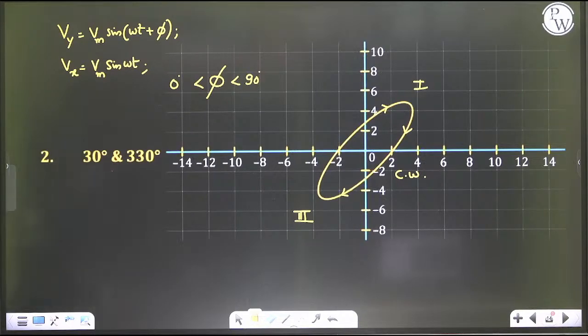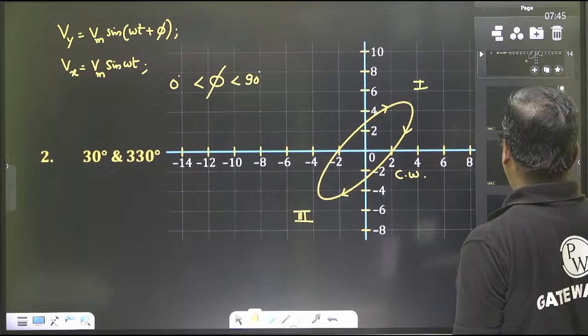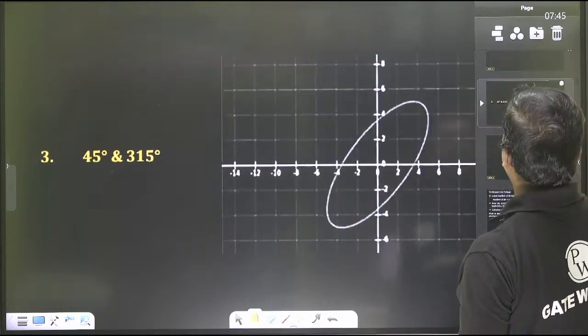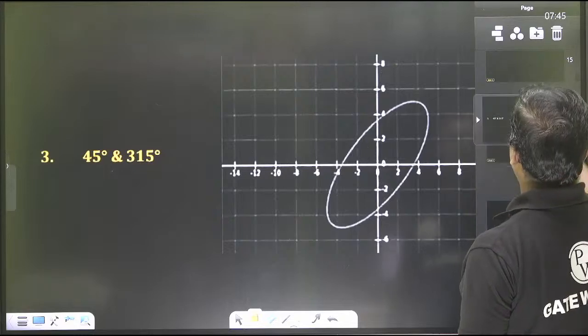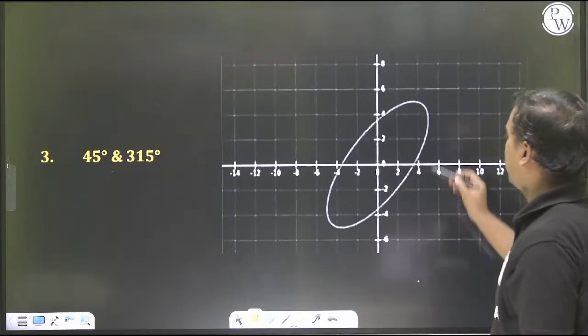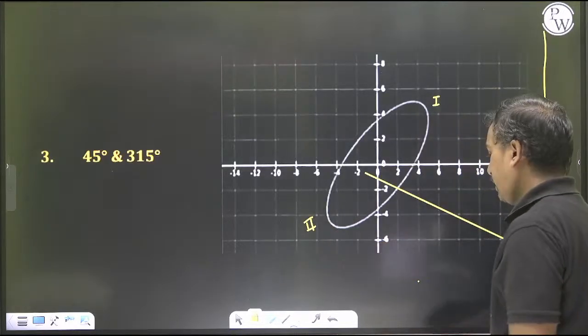In a similar way we can go for the others also. This is for 30 and 330, and next this is for 45 and 315. So this is also an ellipse. In which quadrant are we getting it? In the first and second quadrants, we are getting the ellipse.